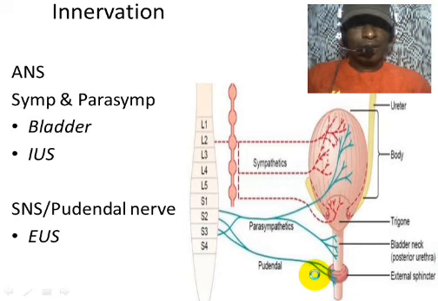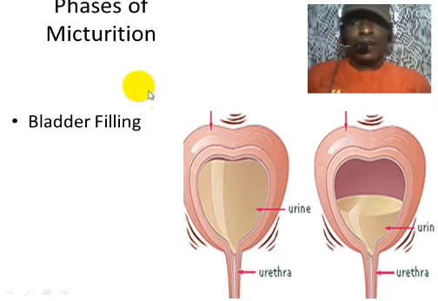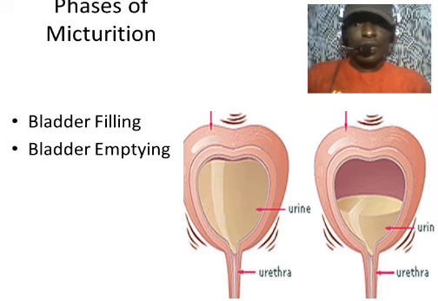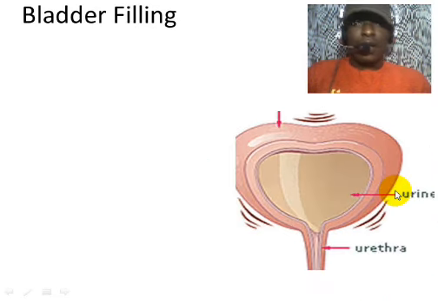Alright, fantastic. Going forward, there are two phases of micturition. The first one is bladder filling, just like you can see on your screen. This bladder is full to capacity. Alright, the next phase of micturition is known as bladder emptying. Diagram 2 represents the emptying of the human bladder. Let's look at them in detail, beginning with bladder filling.